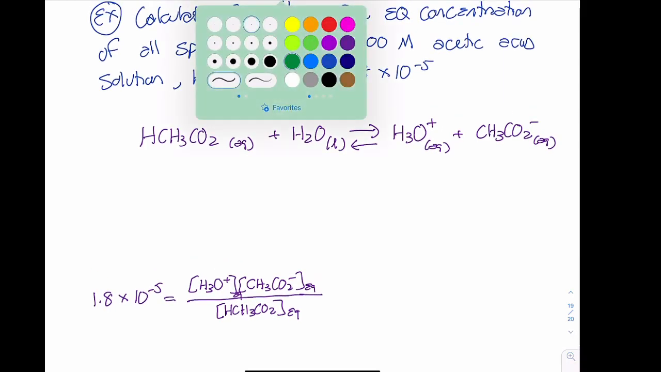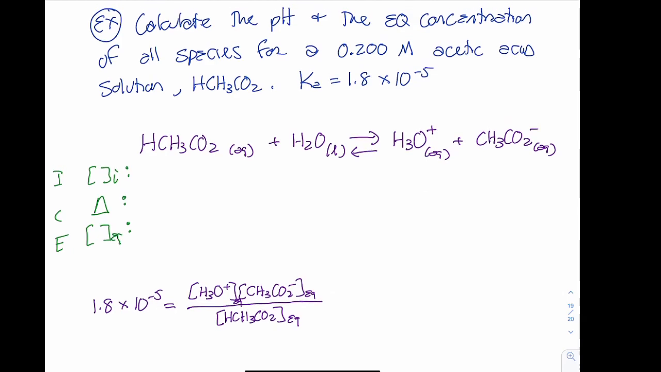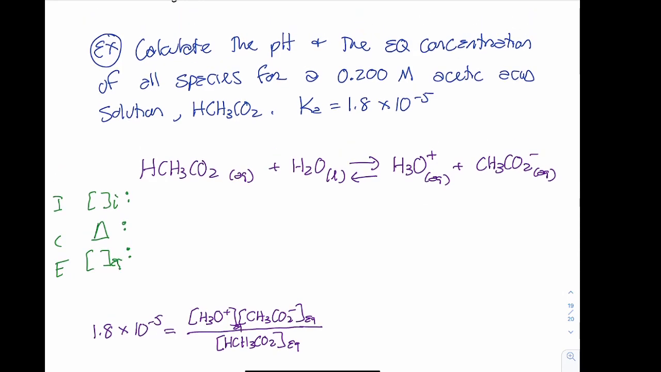So we're going to set up our ICE table just like we did in chapter 13. So I is my initial concentration, C is my change, and E is my equilibrium concentration. And again, if you prefer to just write ICE, that's totally fine. This is just how I've been doing it forever, and it's a habit that I don't really want to change. So, my initial concentration of acetic acid was given to us in the problem.